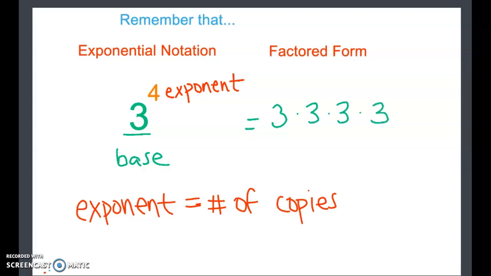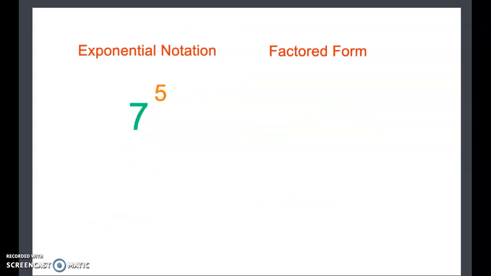And this representation of 3 times 3 times 3 times 3 is the factored form of 3 to the 4th power. Pause the video here and try this one on your own. When you are finished, unpause and see if you got your answer correct.